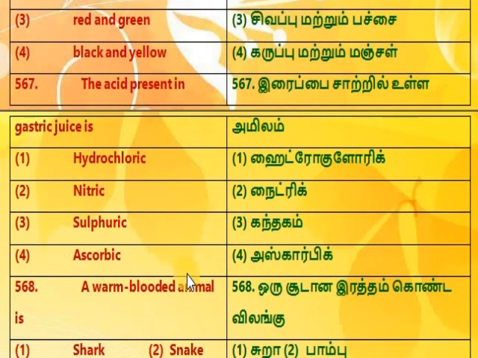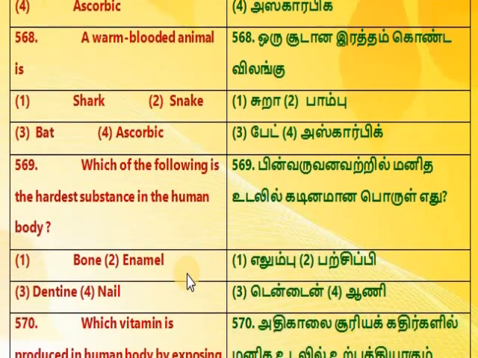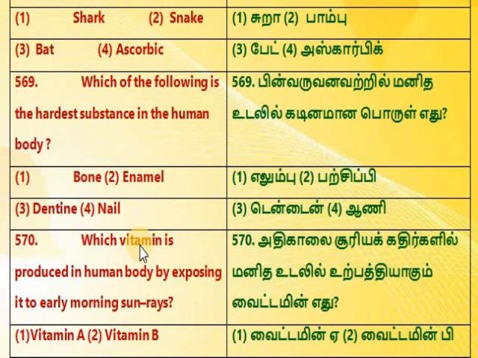567. The acid present in gastric juices: 1. Hydrochloric, 2. Nitric, 3. Sulfuric, 4. Ascorbic. 568. A warm-blooded animal is: 1. Shark, 2. Snake, 3. Bat, 4. Ascorbic. 569. Which of the following is the hardest substance in the human body? 1. Bone, 2. Enamel, 3. Dentine, 4. Nail.